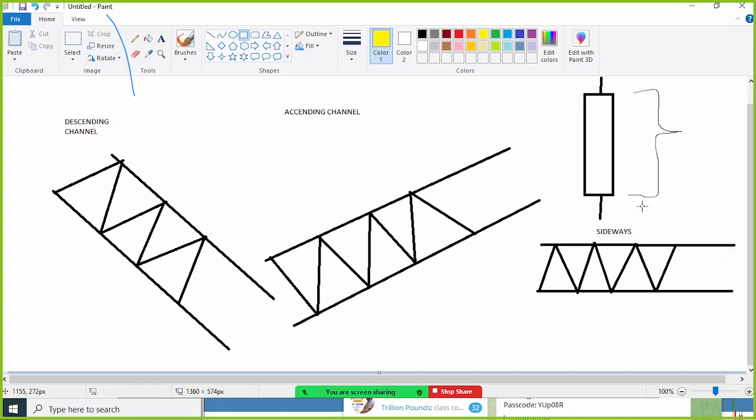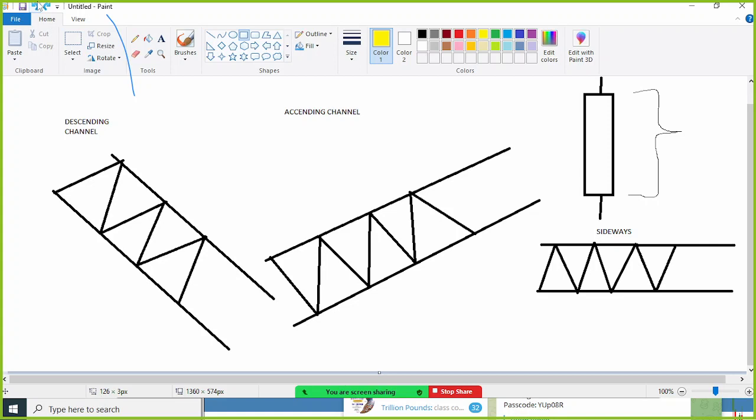And then, let's assume this is a bullish candle, it means that this would be the open and then this would be the close. If this is supposed to be a bearish candle, it means that this would be the open and then this would be the close. But these thin lines we see here are the wicks. And if this is a bullish candle, this is the open, this is the close, it means that this would be the low and then this would be the high. I believe this is clear.